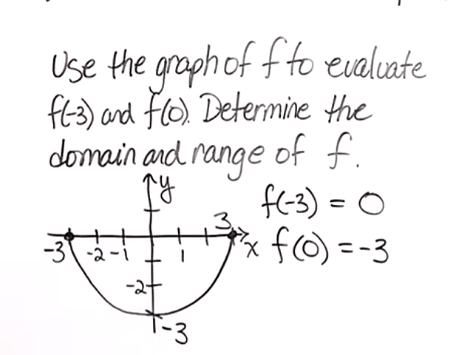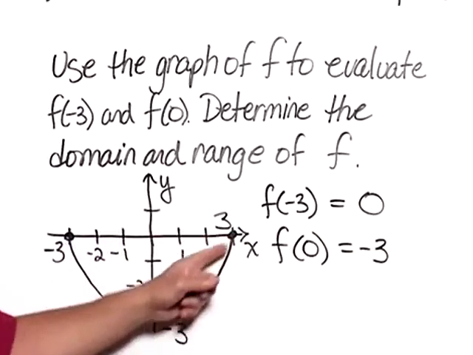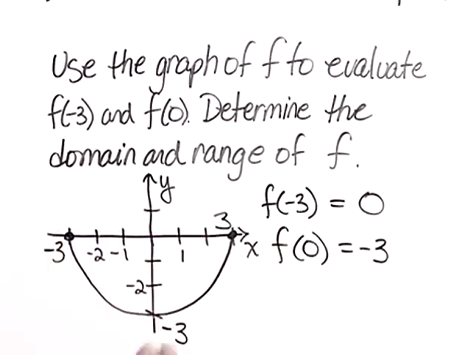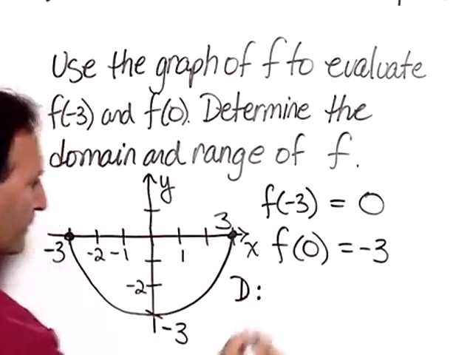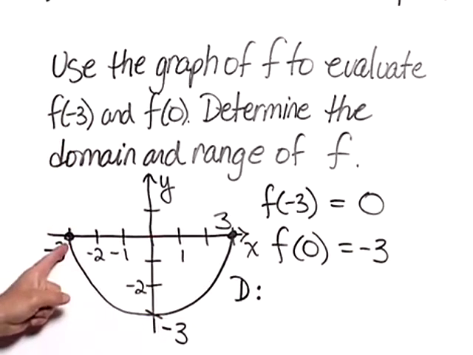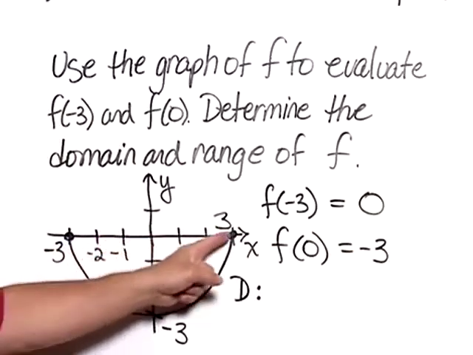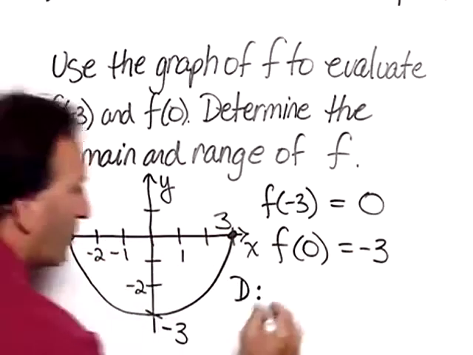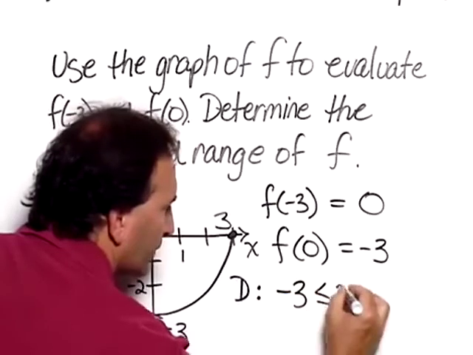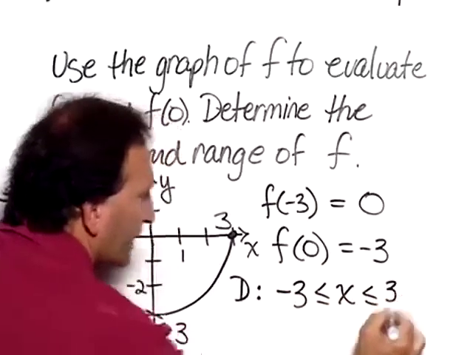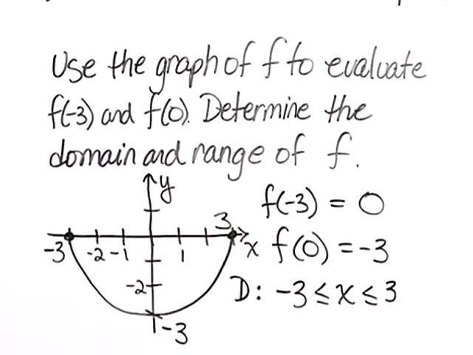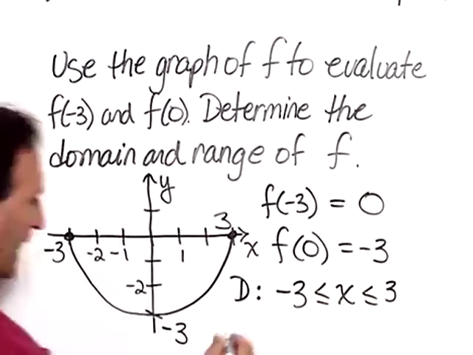To determine the domain, of course, is along the x-axis and corresponds to the x-coordinates of all of the points that lie on this curve. So the domain actually starts at -3 and goes all the way to +3, and those endpoints are included. So we would write it as -3 is less than or equal to x, which is less than or equal to 3.